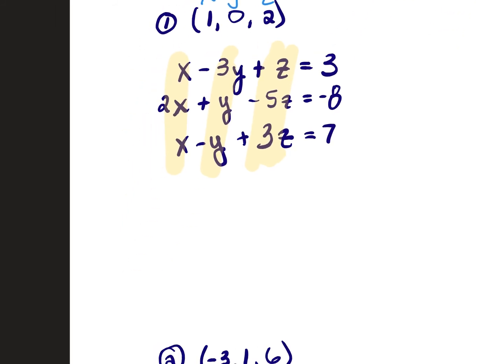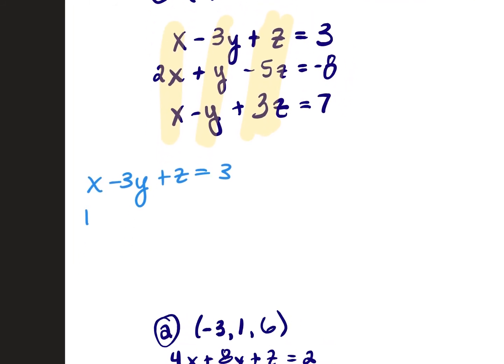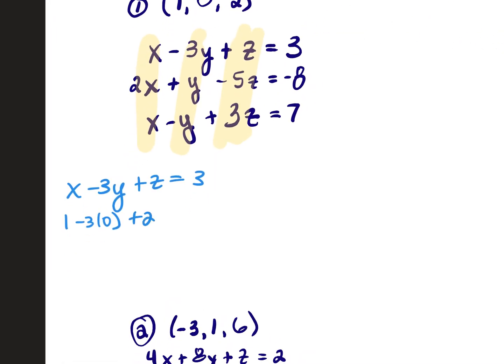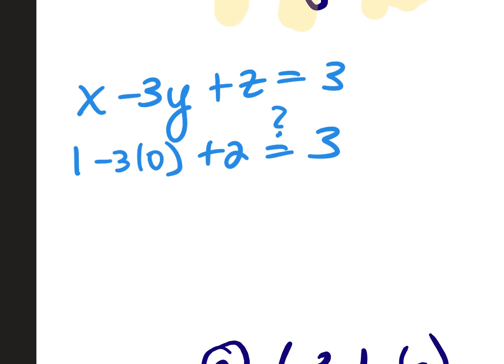So what I would like to see is, okay, I'm going to see if this first equation is satisfied with the ordered triple that they gave me. So I'm going to say x is 1, so 1, y is 0, so minus 3 times 0, plus 2. Does that equal 3? That is what I am trying to prove here. Now, that's pretty much all I need to see. You guys can go through and simplify. I have 1. What's negative 3 times 0? It cancels out, right? So plus 2. Does that equal 3? What's 1 plus 2? 3. Does 3 equal 3? Yes. So that one works. Good.